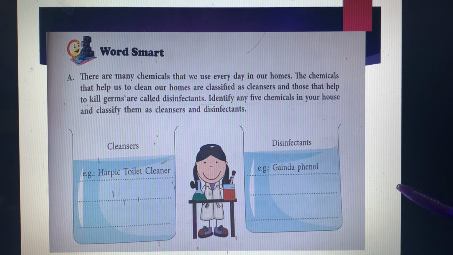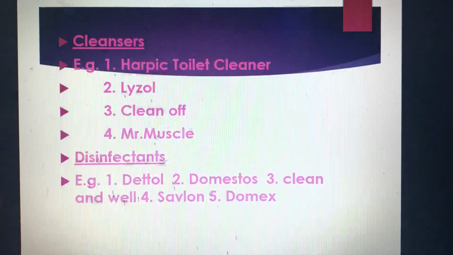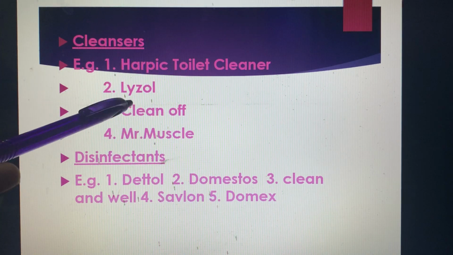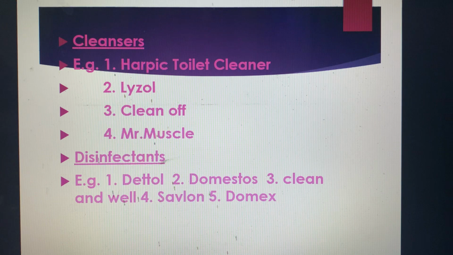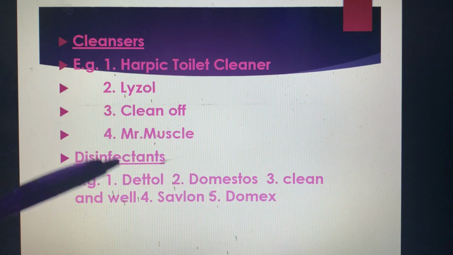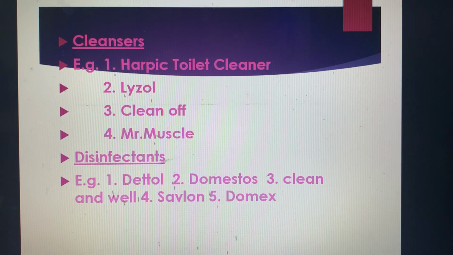Then what are disinfectants, which kill germs? That is Gandaphenyl. You use phenyl in your house, it is white in color, right? Gandaphenyl. That is basically known as a disinfectant. It kills germs. Many more. Dettol, mosquito bite. Fine. Then there is Clean and Well. There are many more. See, look at the answers. Cleansers: Harpic toilet cleaner, Lysol, Clean Off, Mr. Muscle. Disinfectants: Dettol, Clean and Well. Savlon is also a disinfectant. Domex, it is also a disinfectant.